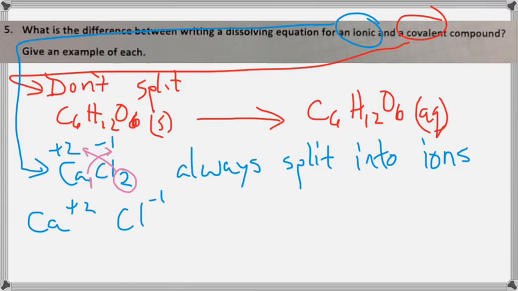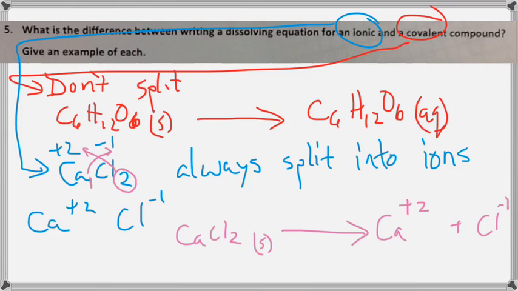Once you have your charges, now we can actually write the formula. So in this case, we would say that we had solid calcium chloride. We're going to dissolve it in water. And now we're going to get the cations and the anions. So this is where those charges come into play. We have our calcium, which is going to form our cation. And then we have our chlorine, which is going to form our anion. They're both going to be aqueous because they're dissolved in water. They were solid before, but now that we've dissolved them, they're aqueous.